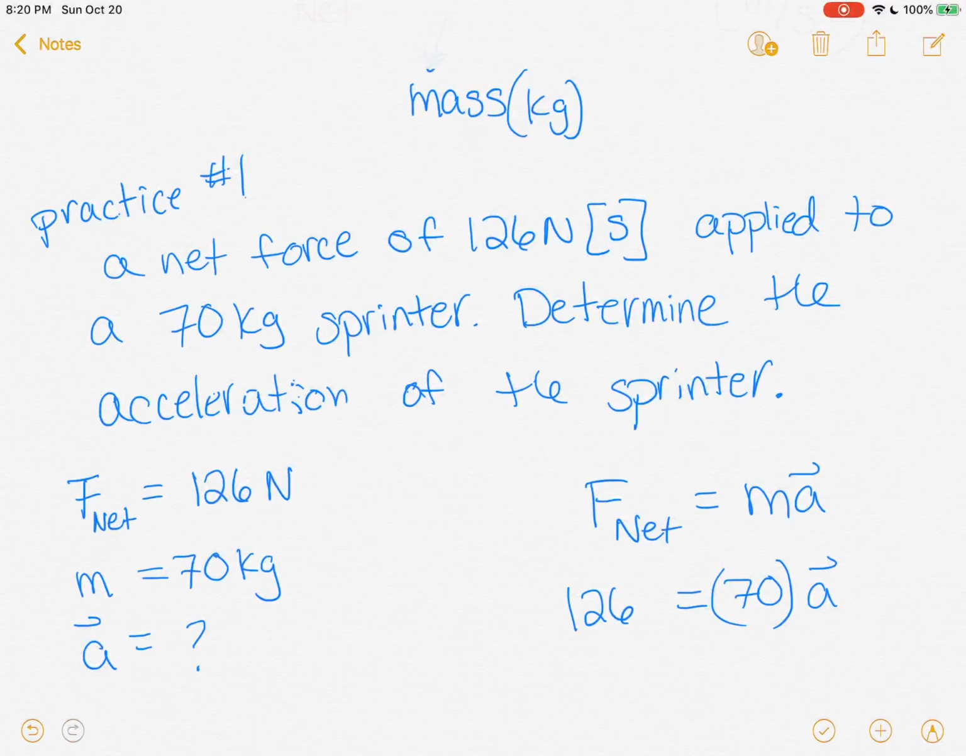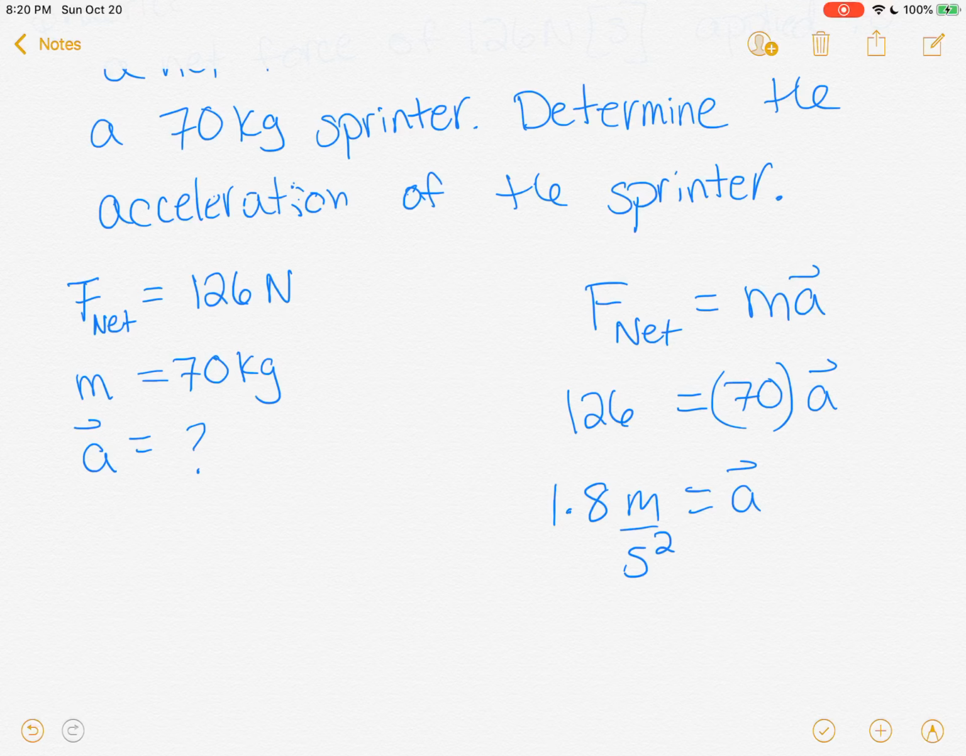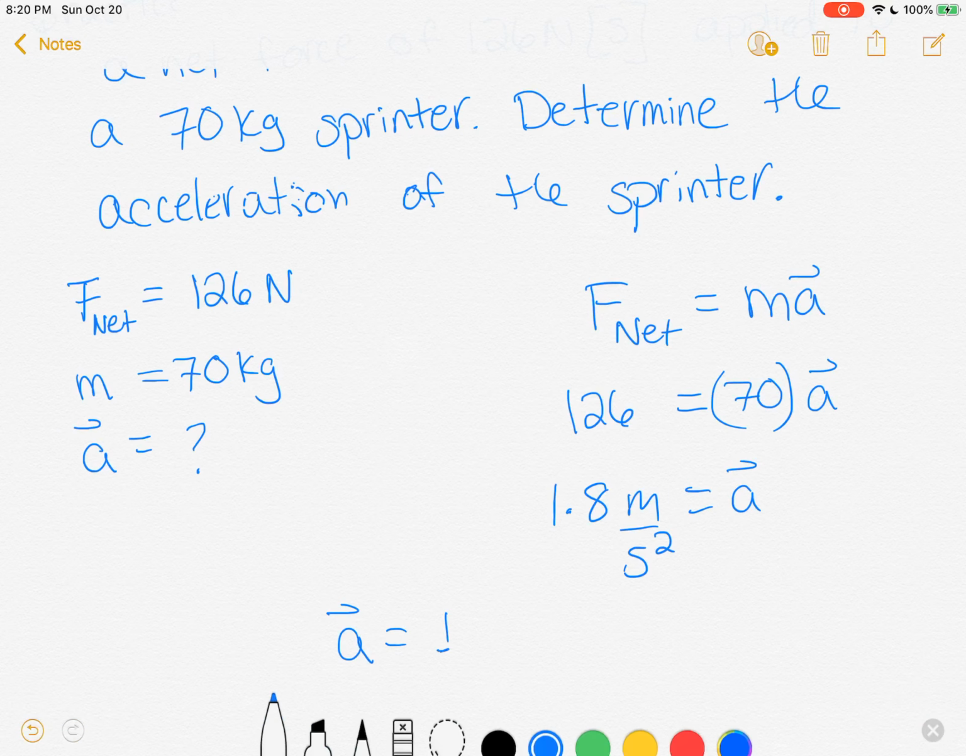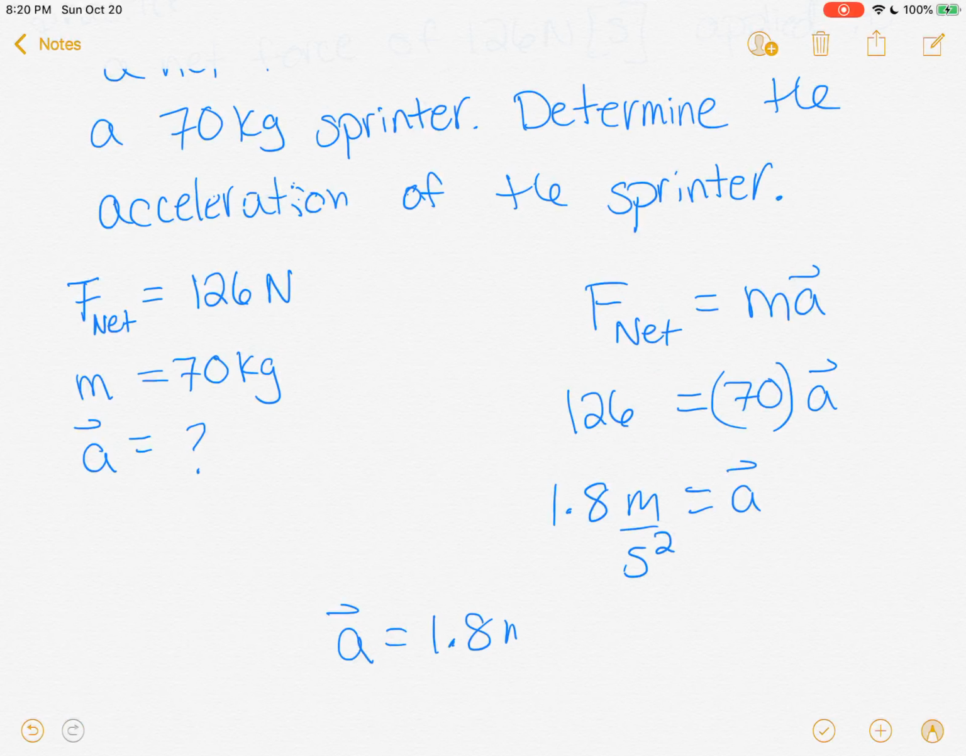So then when we rearrange, we're going to have our acceleration of 1.8 meters per second squared. And we're going to be going in the south direction. So we're 1.8 meters per second squared, and we're still traveling south because that was the direction of the net force.